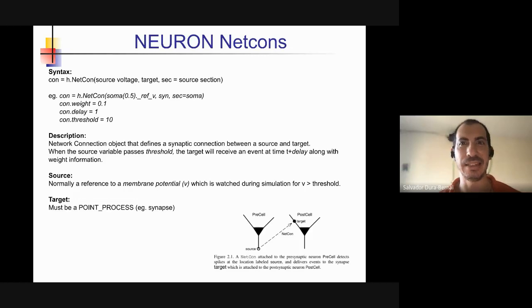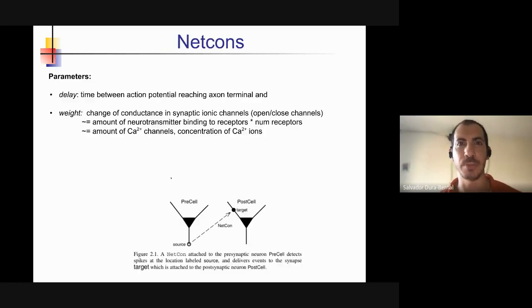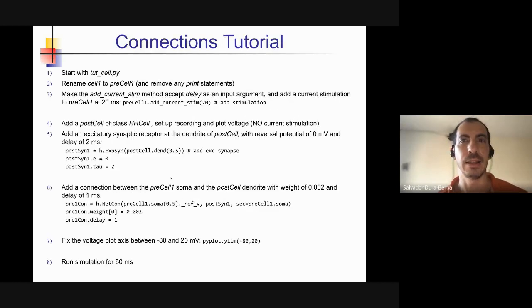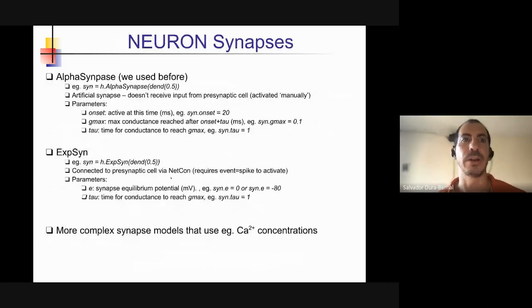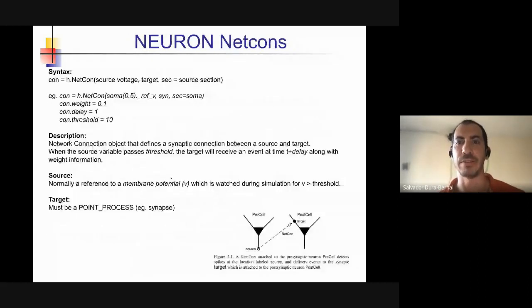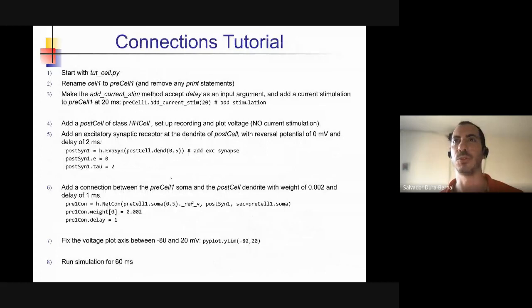Okay, so the other main object that we mentioned, well, these are the parameters of the NetCon, the delay and the weight. Oh, okay, so we're done. So we have synapses and we have NetCons. So now we can move on to the tutorial.